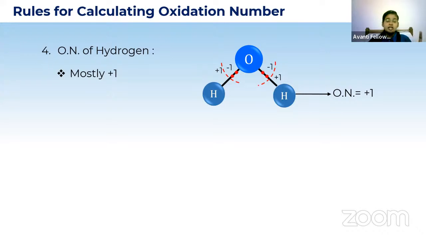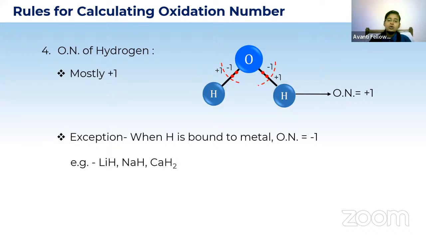But here also there are some exceptional cases for hydrogen. The first exceptional case is when hydrogen is bound to metals. In the case of H2O, hydrogen is bonded with a non-metal. Oxygen is a gas, so it is a non-metal. So if it is bonded with a non-metal, hydrogen takes +1 charge. But when hydrogen is bound to a metal, then it will take -1 charge.